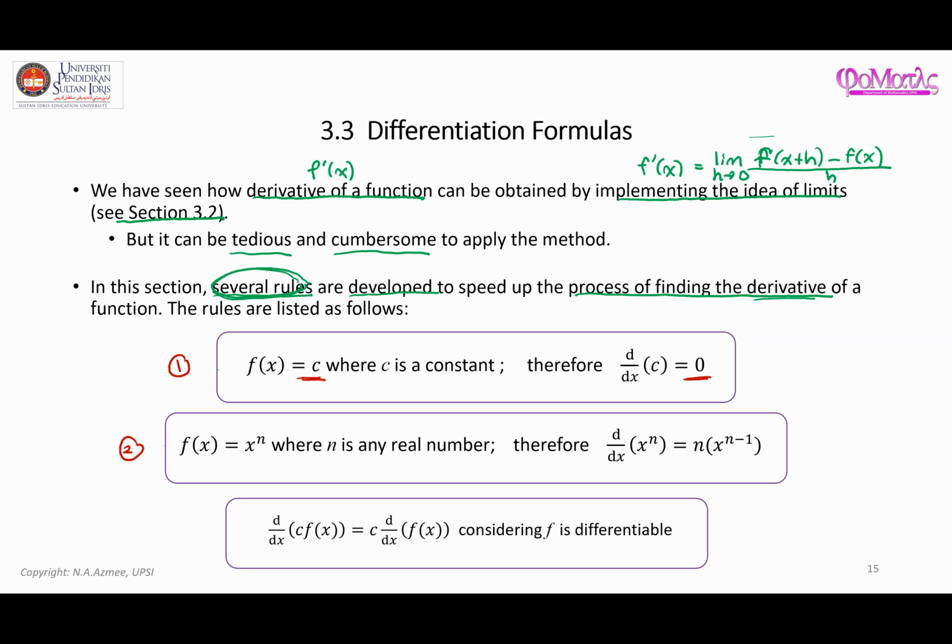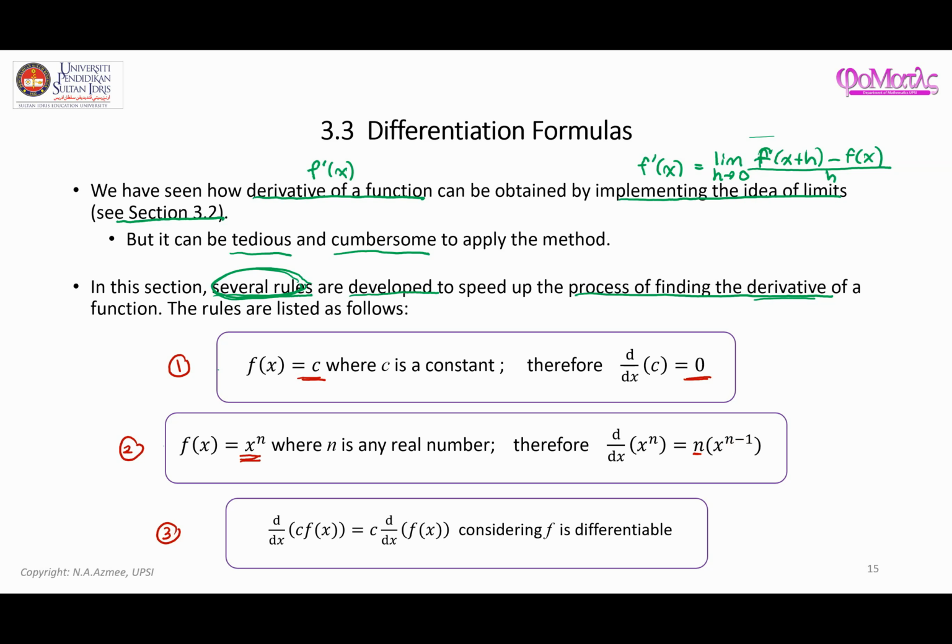Now, in this second rule here, we have a function that looks like this, which is x to the power of n. And so the derivative of this function is going to be simply written as n. So n here comes from the exponent on this part. So we consider n, and then x here will have an exponent that is reduced to n minus 1. So you multiply them together.